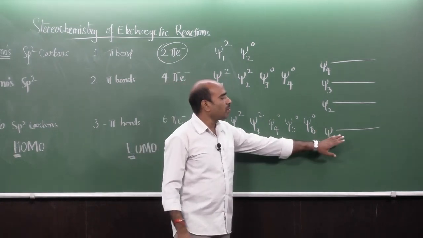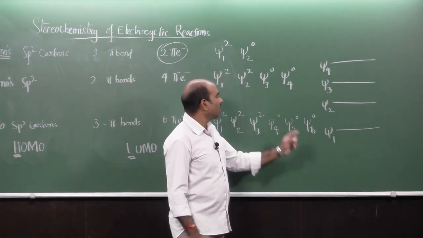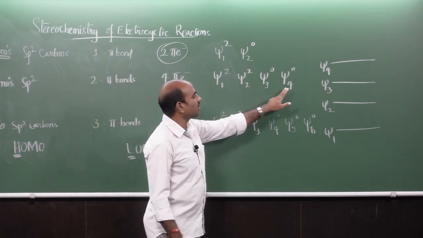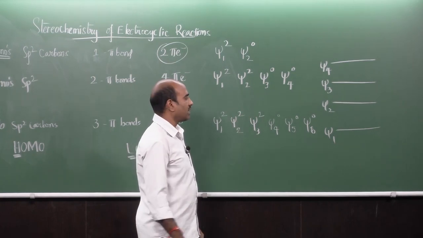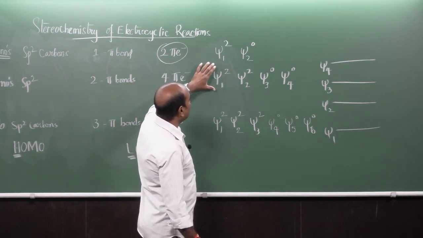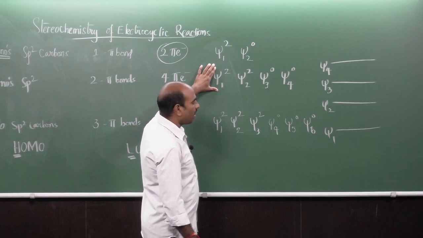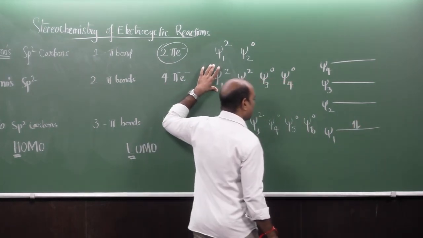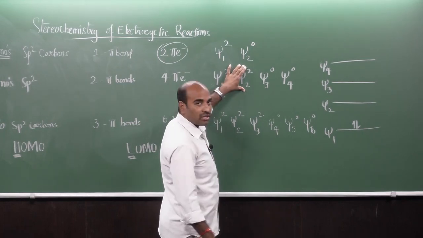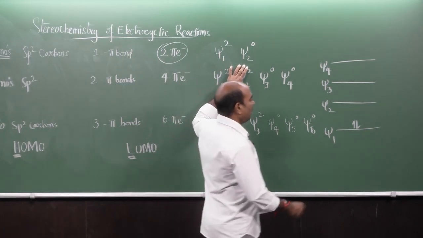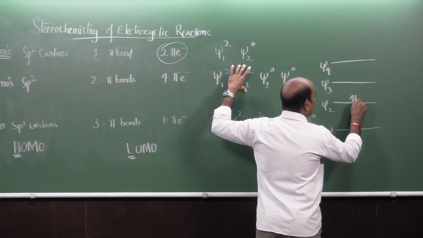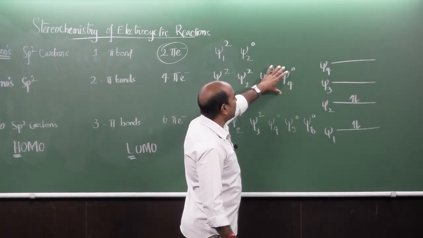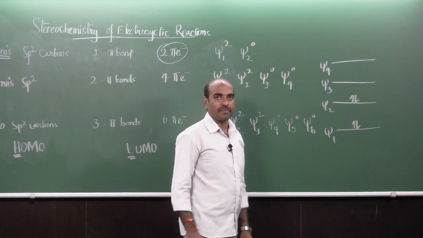So, let us take an example of butadiene, right? How many pi molecular orbitals are there? Psi 1, Psi 2, Psi 3 and Psi 4, 4 molecular orbitals are there. How many electrons are filled in the psi 1 molecular orbital? 2. So, this is the psi 1 molecular orbital with 2 electrons. And how many electrons are filled in the psi 2 molecular orbital? Again, 2. Any molecular orbital can take only 2 electrons, right? So, psi 3, no electrons, and psi 4, no electrons, right?